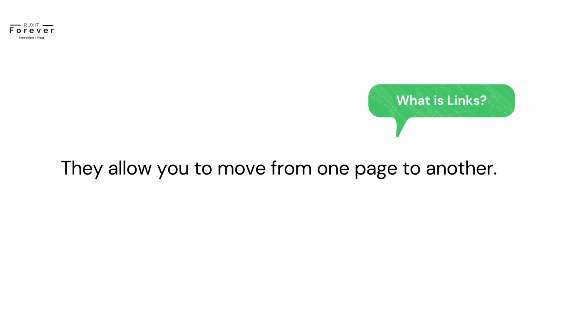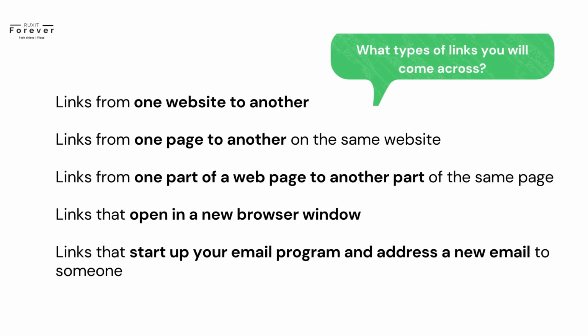What are links? Links are the defining feature of the web because they allow you to move from one web page to another, enabling the very idea of browsing or surfing. You will commonly come across the following types of links. Links from one website to another. Links from one page to another on the same website. Links from one part of a web page to another part of the same page. Links that open in a new browser window. Links that start up your email program and address a new email to someone.